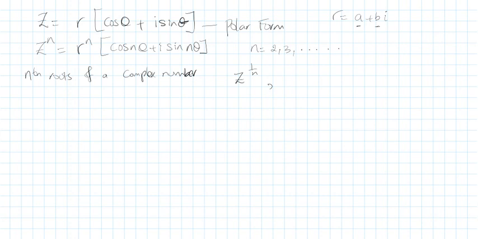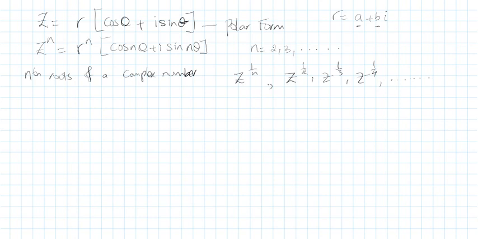So what does that actually mean in terms of numbers? It means that you're trying to find z to the power of 1/2, or z to the power of 1/3, or z to the power of 1/4. So this is what you're actually trying to find. z to the power of 1/2 means you're trying to find the square root of a complex number. z to the power of 1/3 means the cube root of a complex number. And in the same way, z to the power of 1/4 means the fourth root of a complex number.